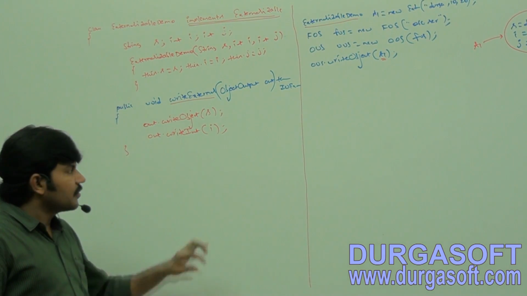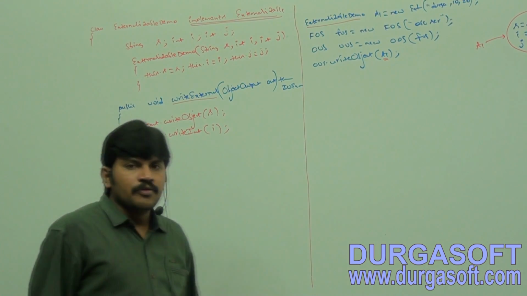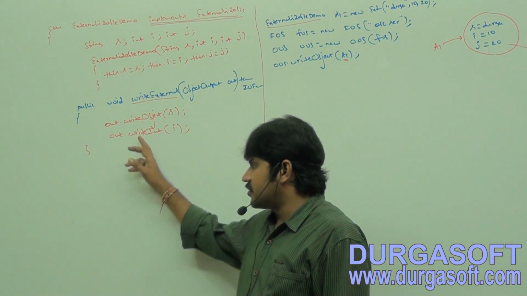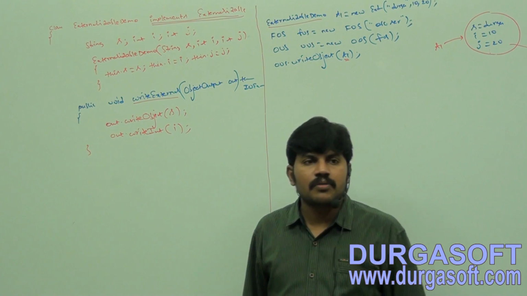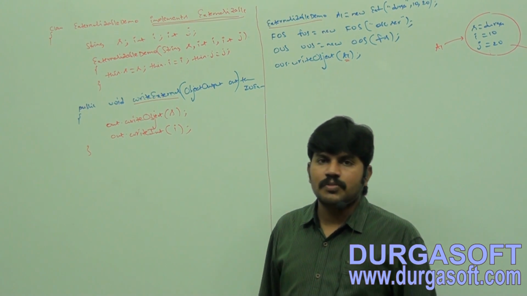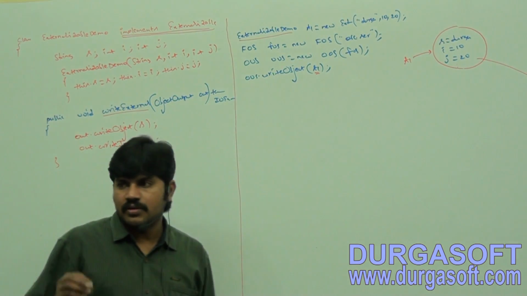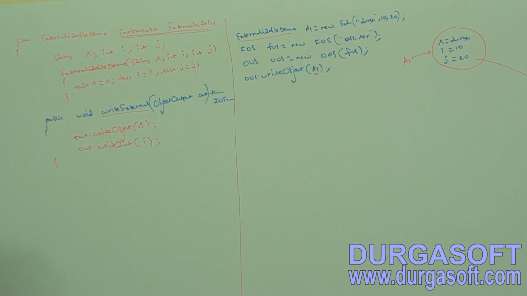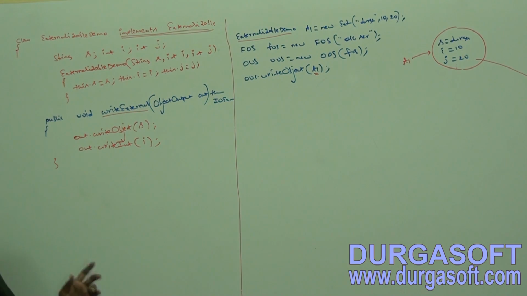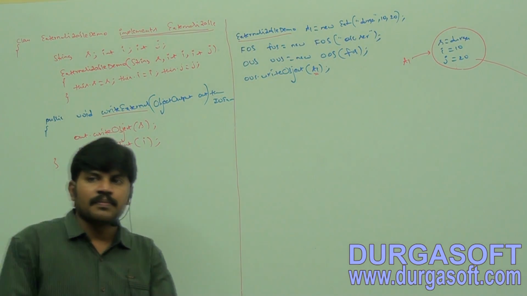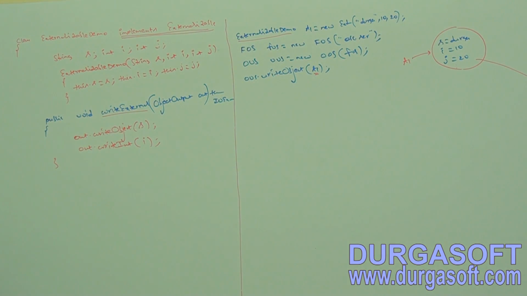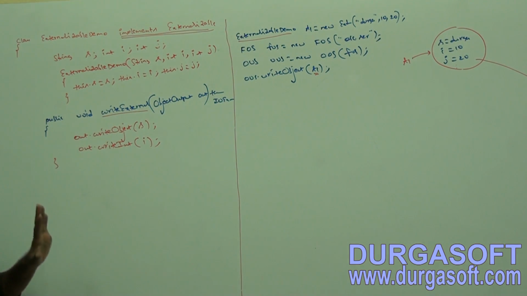Okay, next, second point. Within this method we have to write the code to save required variables to the file. Are you able to understand, right?